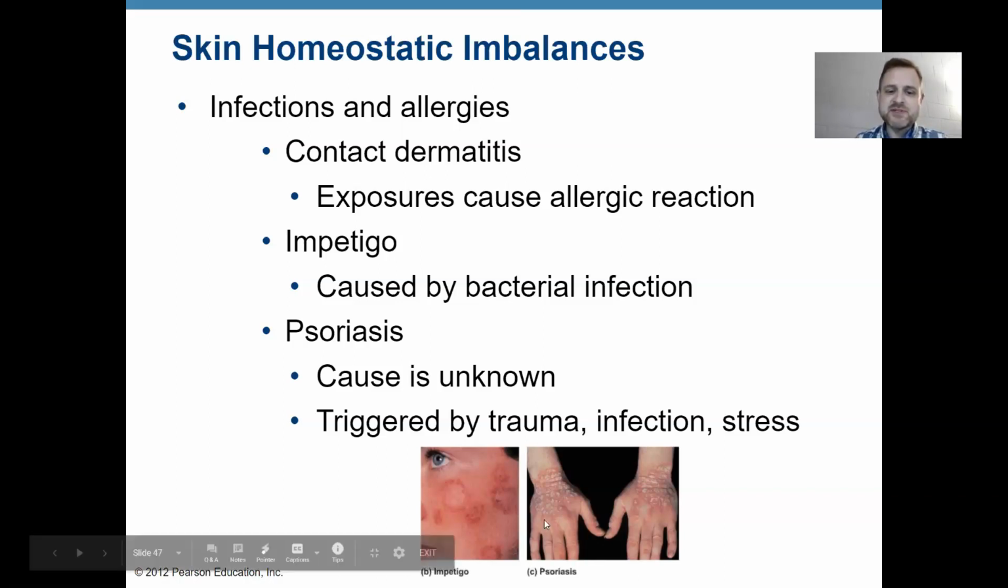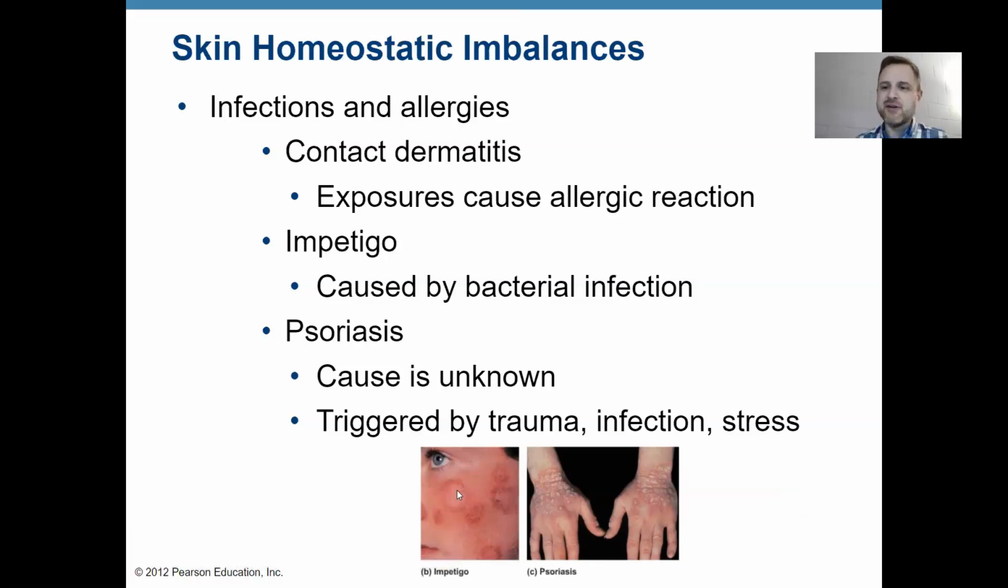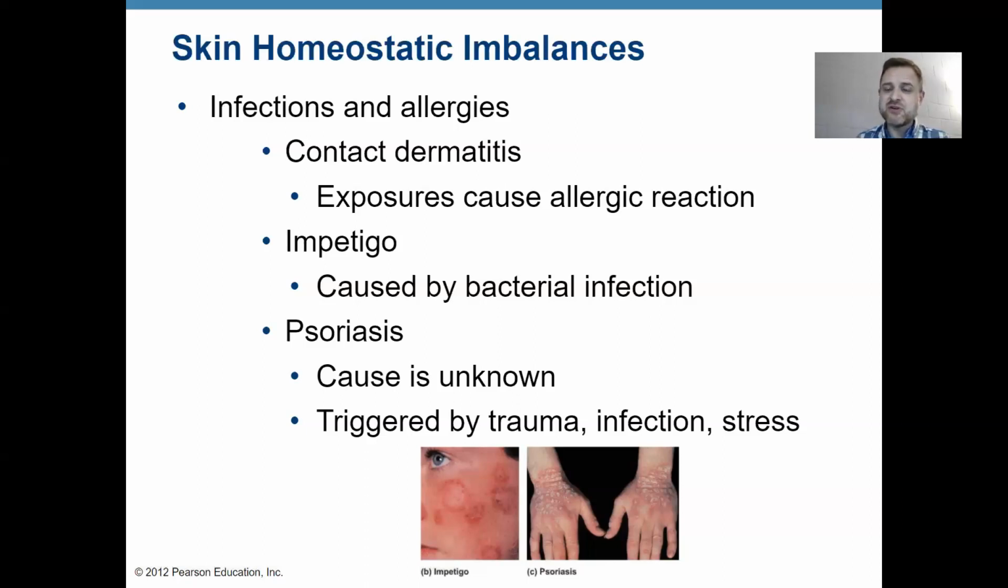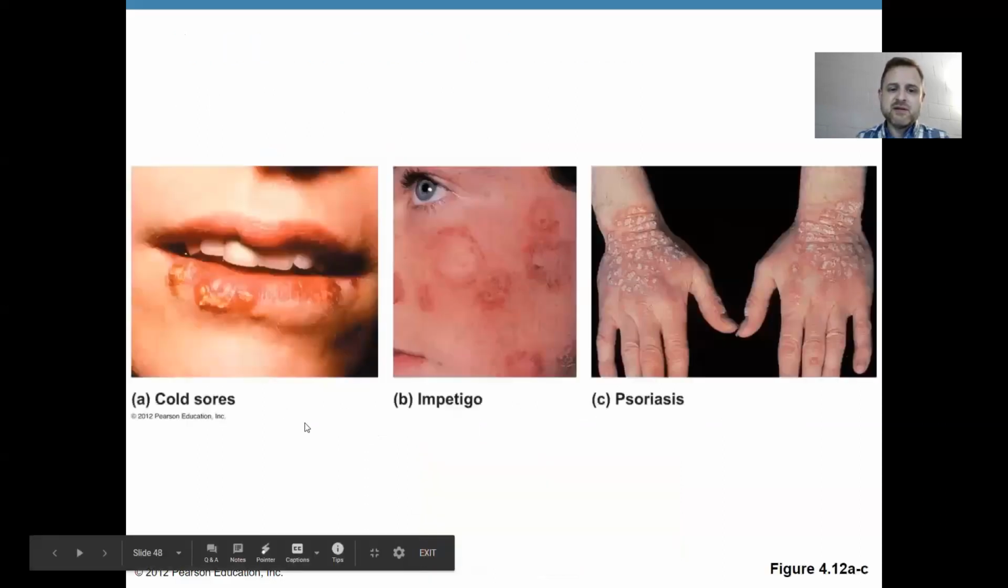Impetigo, this picture here, this is caused by a bacterial infection. Impetigo is particularly common in young kids, like kids who might be in daycare or in elementary school where they're in contact with a bunch of kids. They might get impetigo. Psoriasis is a condition, you can see the dry, flaky skin. What causes it oftentimes is not known. Typically, it is an autoimmune condition where your immune system is attacking your skin, which is not something that you would usually want to have happen. Again, cold sores, impetigo, psoriasis.